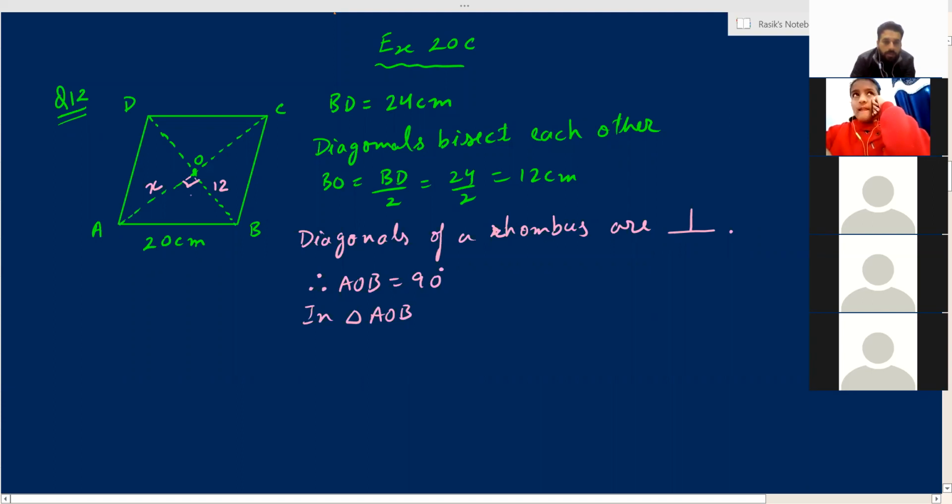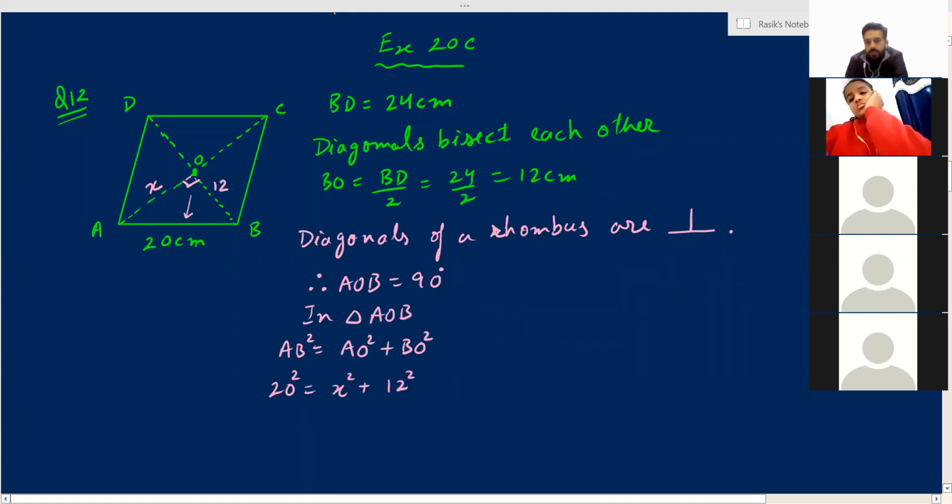Angle O is 90, so the side opposite to angle O is the hypotenuse. AB square equals AO square plus BO square. Yes, sir. So AB square is 20 square, AO square is x square, BO square is 12 square. Right? 400 equals x square plus 144. We get x square equals 256. 400 minus 144 is 256.